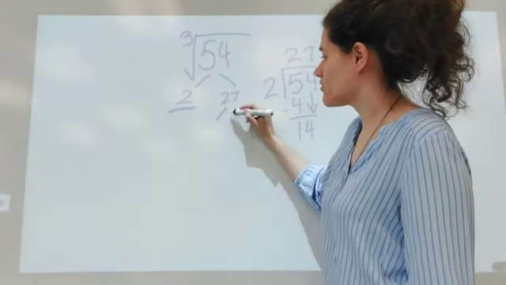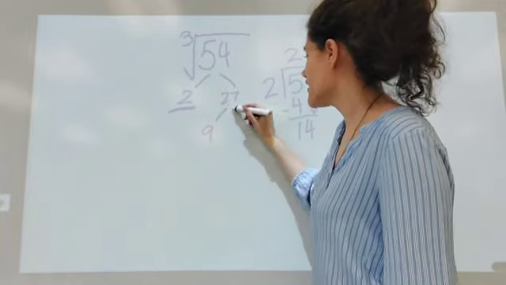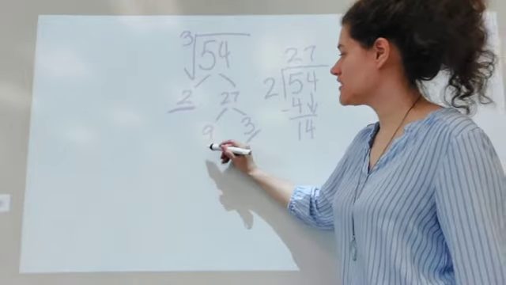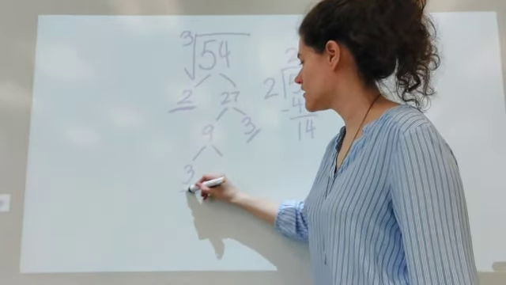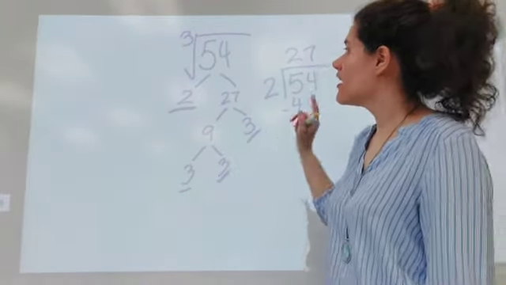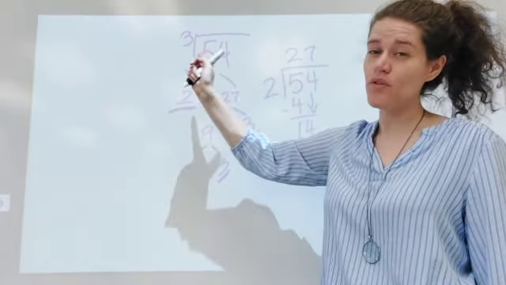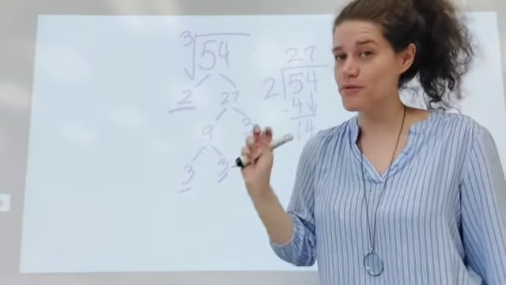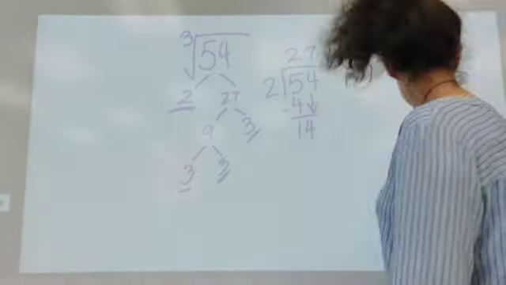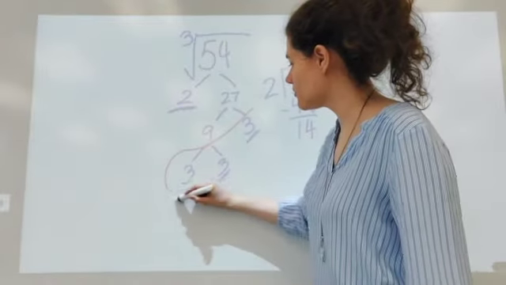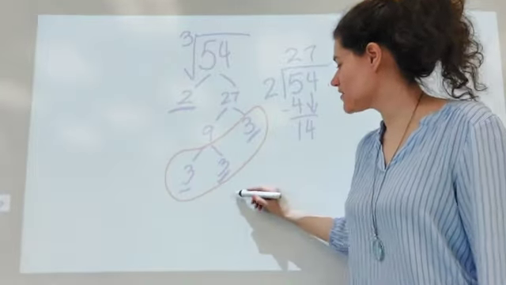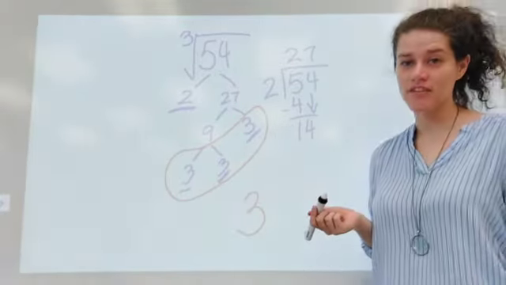I know that 3 times 9 equals 27. That 3 is done. This 9 is 3 times 3. Okay, so now I have an index of 3. Before, I had an index of 2, and I was looking for groups of 2. Now that my index is 3, I'm looking for groups of 3. So here's a group of 3. 3 3s right there. So this means that a 3 can go to the outside of my radical.